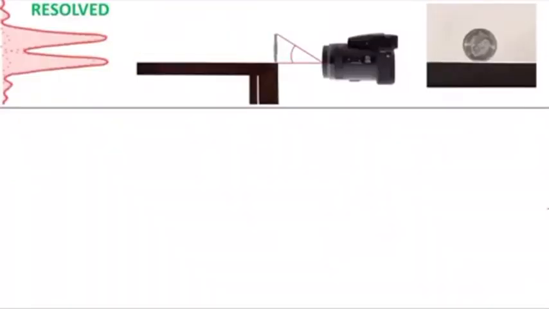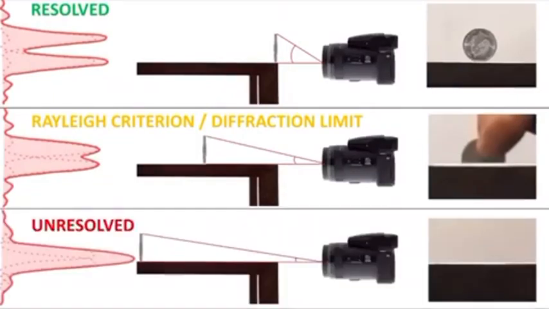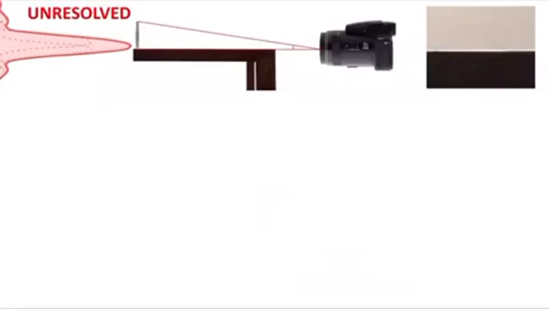So relating this to my observation, when the coin is closer to the camera, it is fully resolved. As you start moving the coin away from the camera, it meets the Rayleigh criterion, or the diffraction limit, and this creates a smaller angle, making the coin disappear bottom up. And when you move the coin further away, it becomes fully unresolved. Now, as I said, 100% of the light from that coin is still reaching the camera.